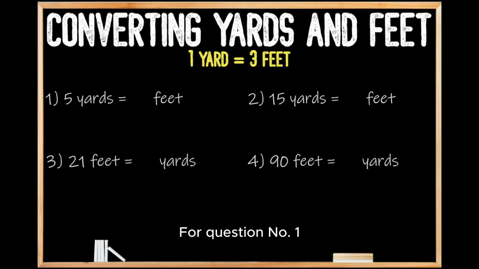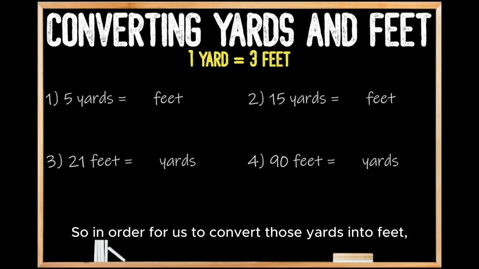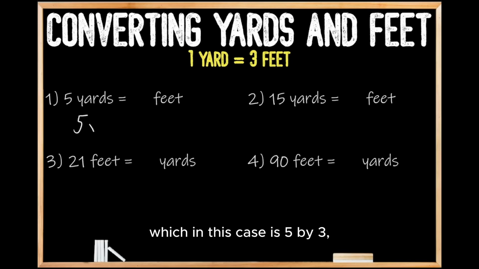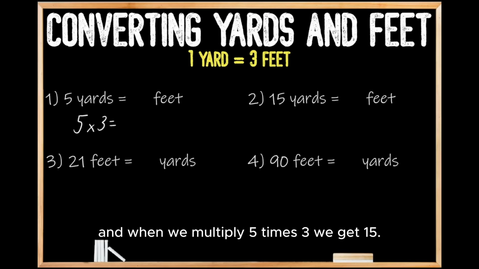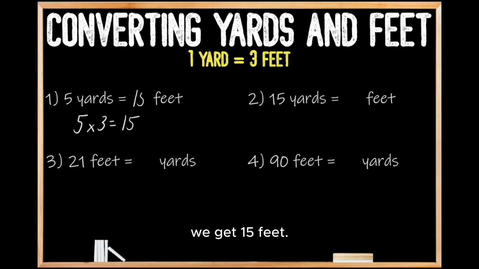For question number 1, we can see that we're being asked to convert 5 yards into feet. And as we can see up top here highlighted in yellow, 1 yard is equal to 3 feet. So when we're converting 5 yards into feet, that means that we have 5 equal groups of 3 feet. So in order for us to convert those yards into feet, we're going to multiply the value of our yards, which in this case is 5, by 3. And when we multiply 5 times 3, we get 15. So when we convert 5 yards into feet, we get 15 feet.